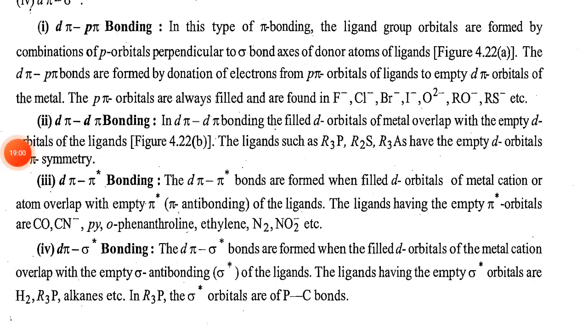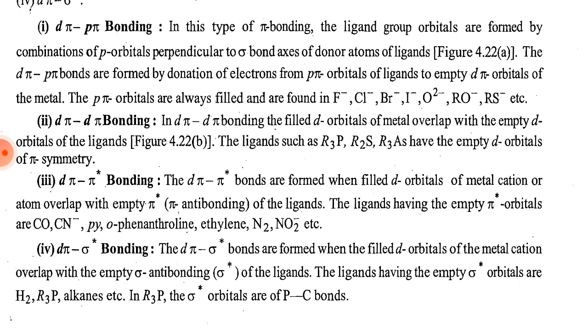First, d pi-p pi bonding. In this type of pi bonding, the ligand orbitals are formed by combination of p orbitals perpendicular to the sigma bond axis of the donor atom of the ligand, Figure 4.22a. The d pi-p pi bonds are formed by donation of electrons from the p pi orbital of the ligand to the empty d pi orbital of the metal. The p pi orbitals are always filled and are found in F-, Cl-, Br-, I-, O2-, RO-, and so on.